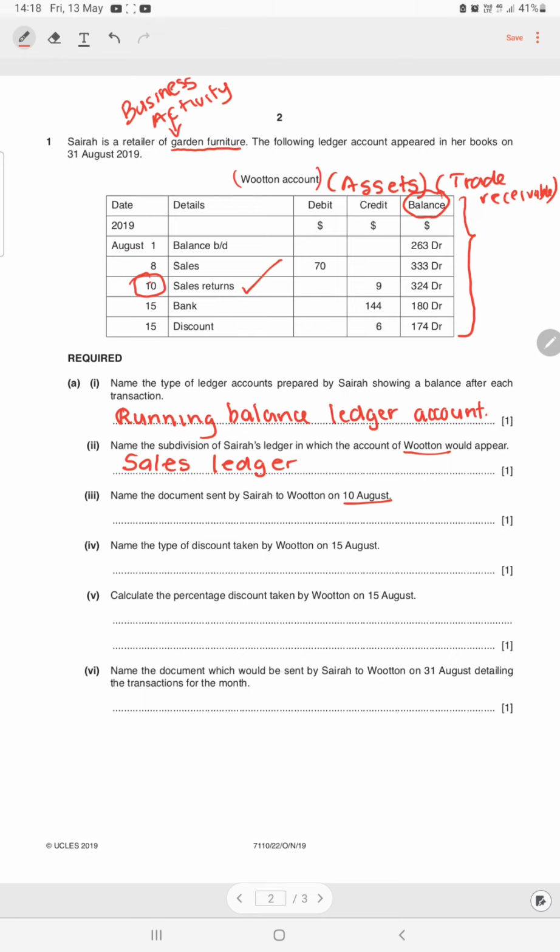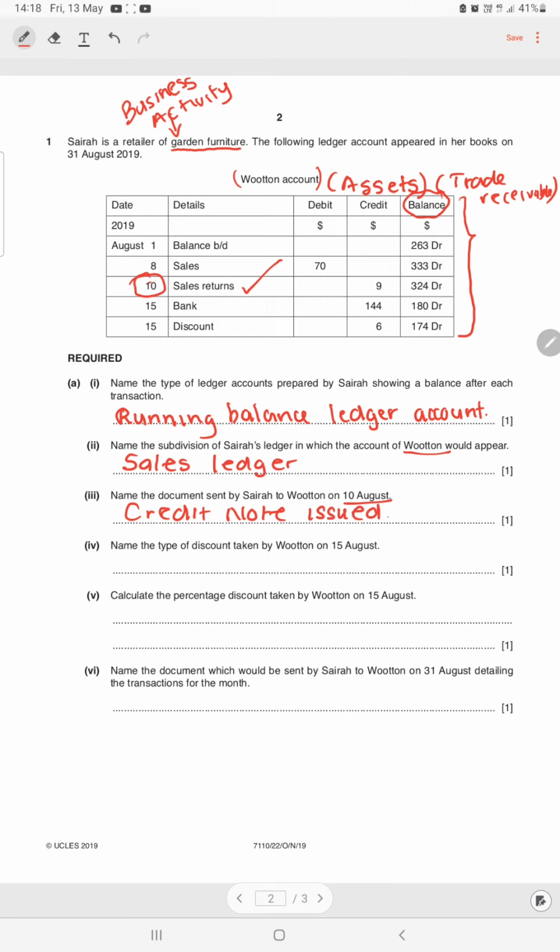What is the source document pertaining to a sales return? Any returns, whether it's a purchase return or a sales return, the source document is going to be a credit note. But when it's a sales return, you are issuing a credit note. It's your credit note. Therefore, you issue a credit note. So the source document is credit note issued.